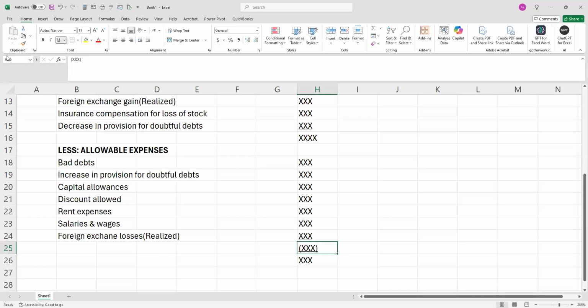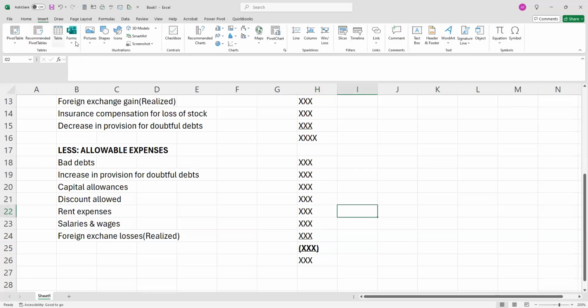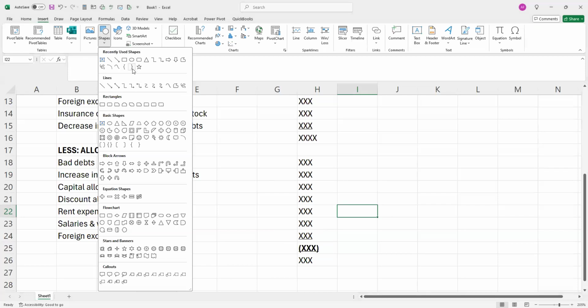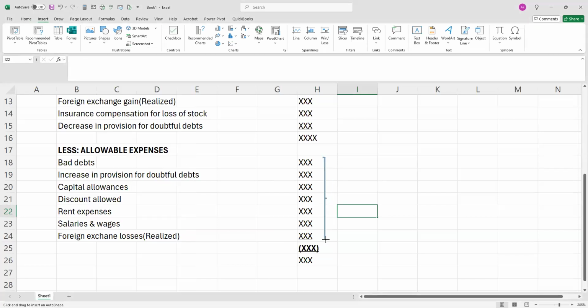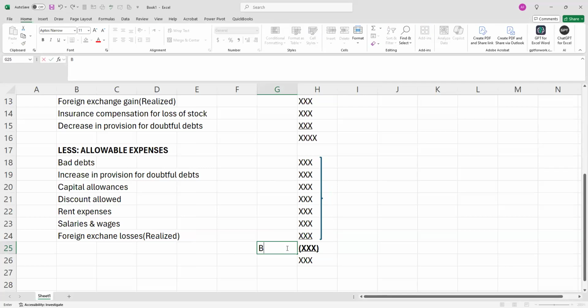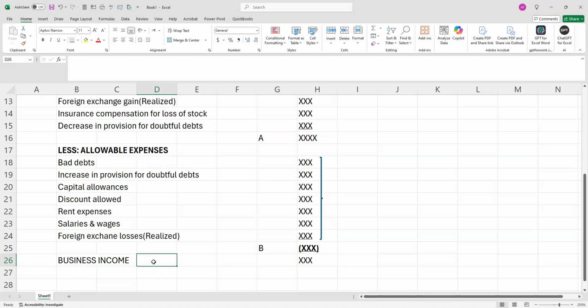See? For us to arrive at this is simply, of course, the summation of all these elements, which will give us our B. Take this to be our A. Business income will be our C, which in this context is A minus B to give us our business income.